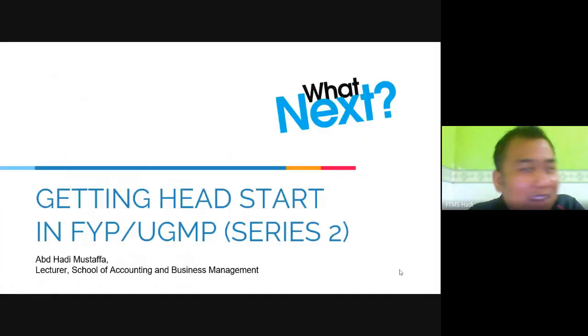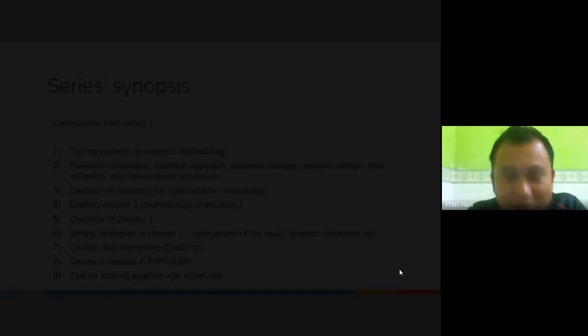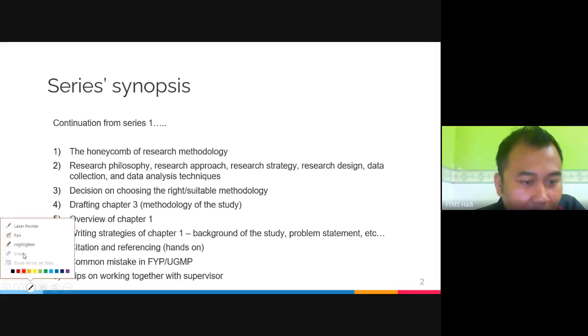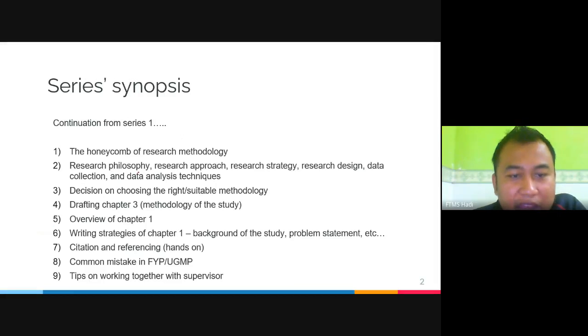What's next after finishing the literature review? This is the continuation from series 1, where I will explain the honeycomb of research methodology by Williams, 2014. Those 6 honeycombs are research philosophy, research approach, research strategy, research design, data collection, and data analysis. And then the critical one, how to choose the right or suitable methodology. And then drafting chapter 3, methodology of the study, the suggested outline, what you should put in chapter 3. And then after that we'll have a short break.